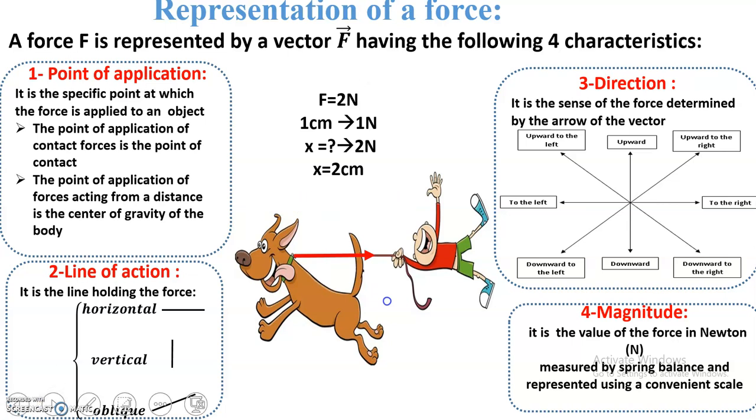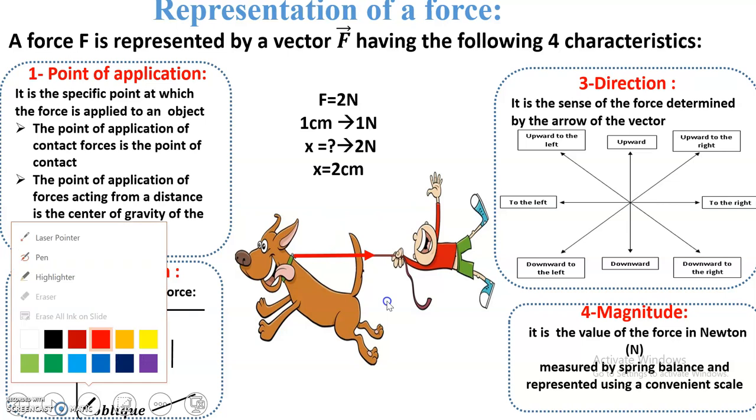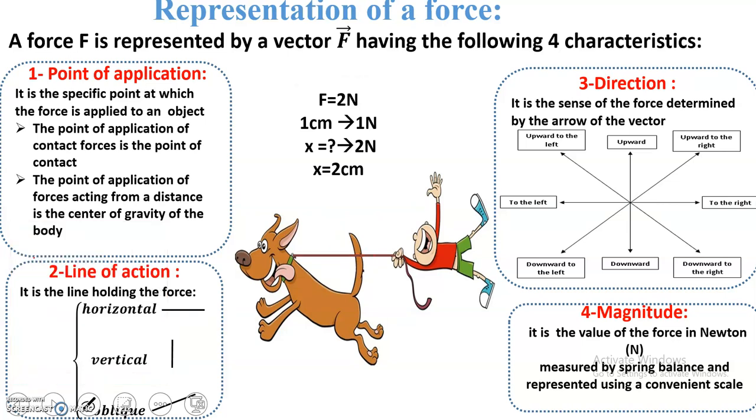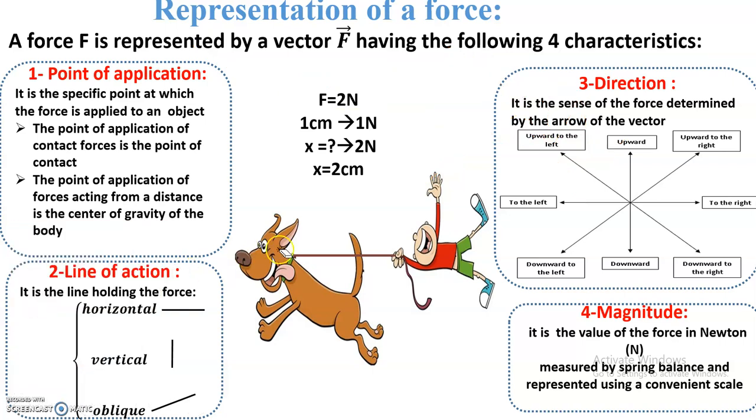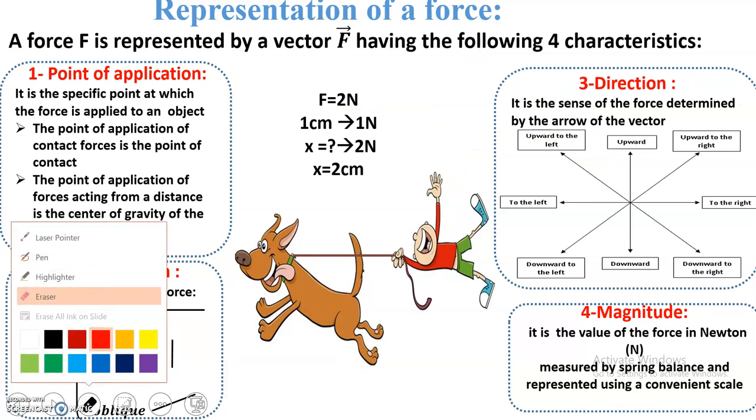Please pay attention. If I want to mention the magnitude of the force, I write F equal to a value in Newton. I cannot write F vector equal to Newton. It's a wrong notation. Why? Because F vector means that I have these 4 characteristics. One of the characteristics of the vector is the magnitude, so I cannot write F vector equal to a value in Newton. Okay? So now we will move to another point.